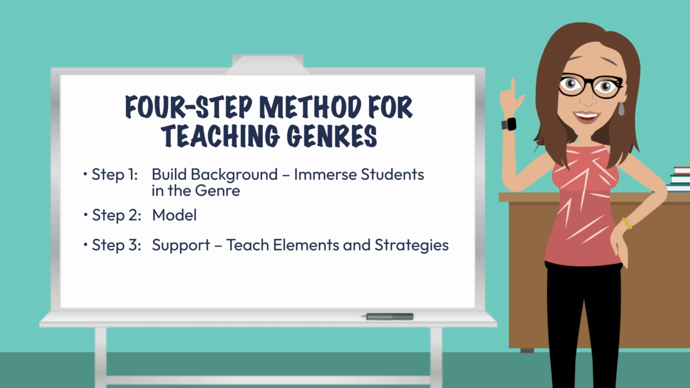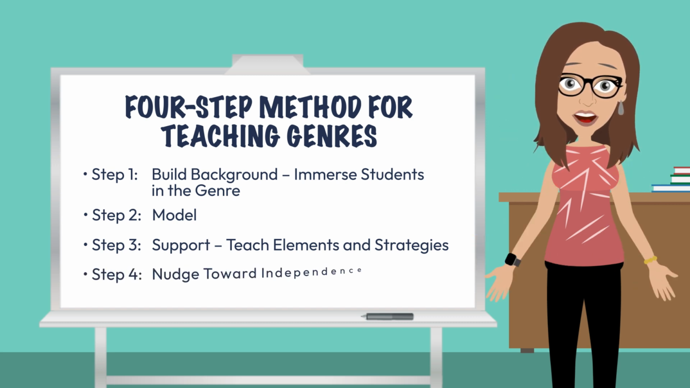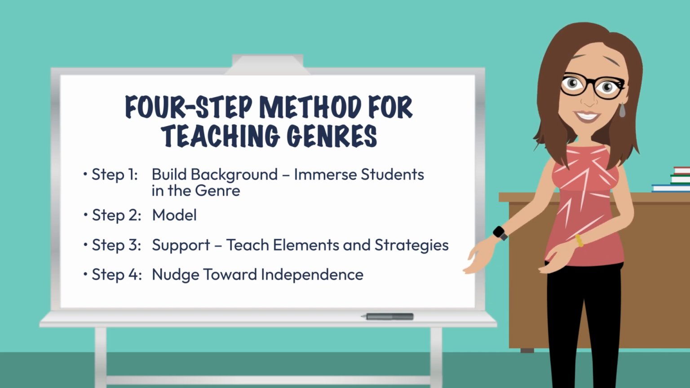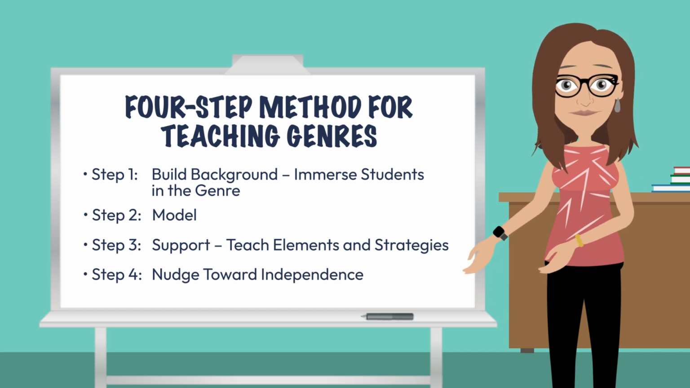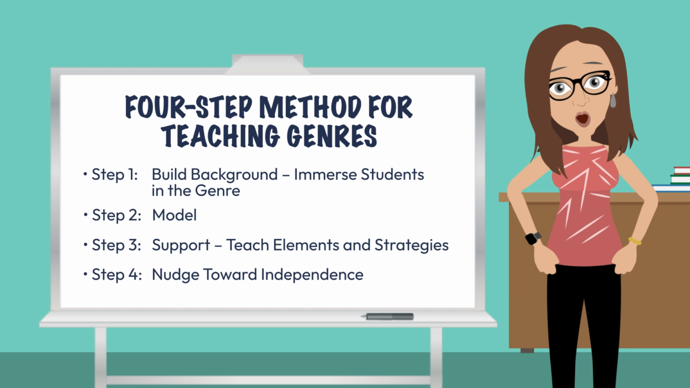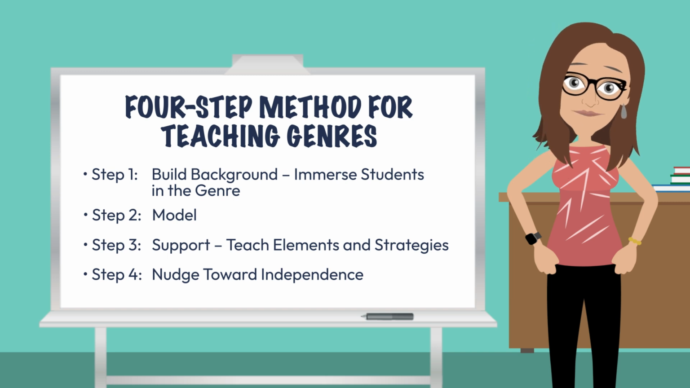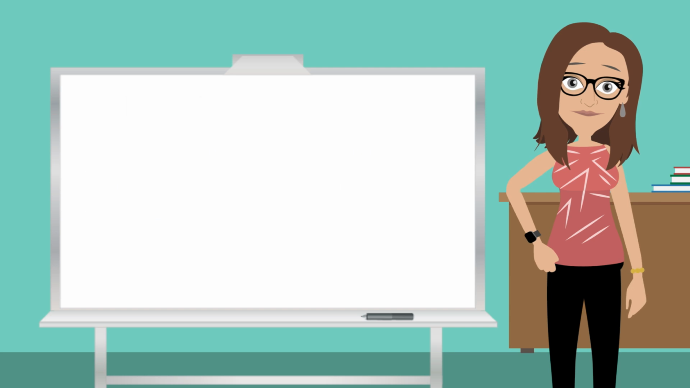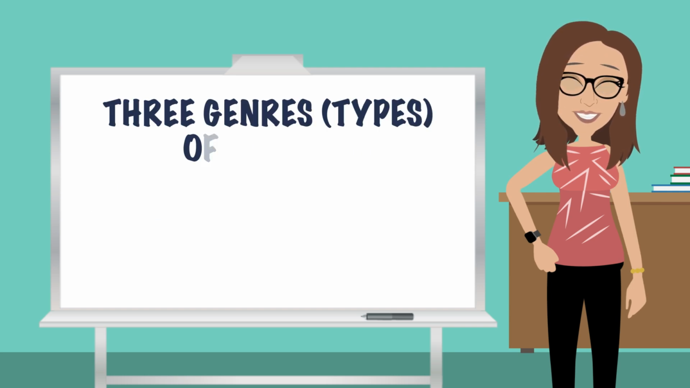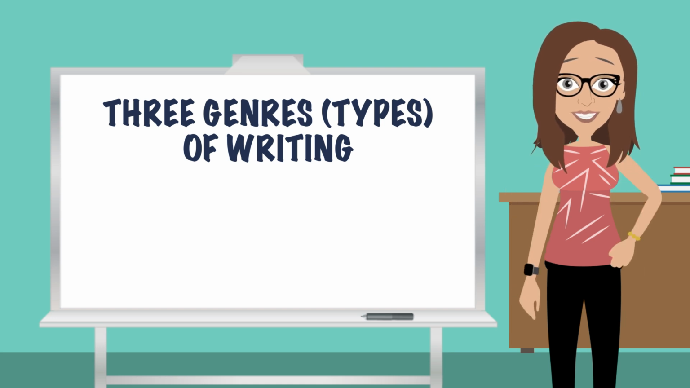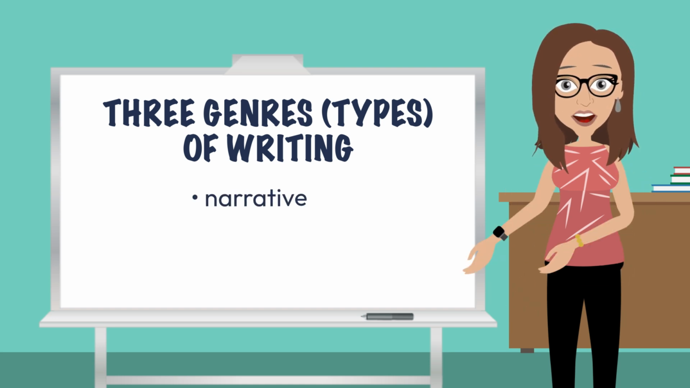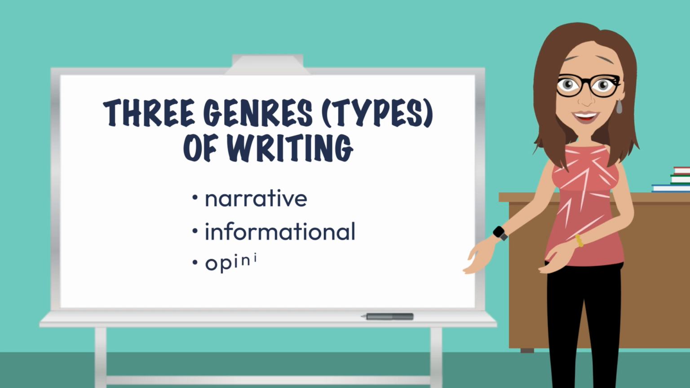And when students are ready, little by little, you progress toward Step 4, Nudge toward independence. This is where teachers gradually release their level of support until students are able to apply what they've learned on their own. We focused on these four steps as we addressed the three genres or types of writing expected for primary grade students to be able to write: narrative, informational, and opinion.